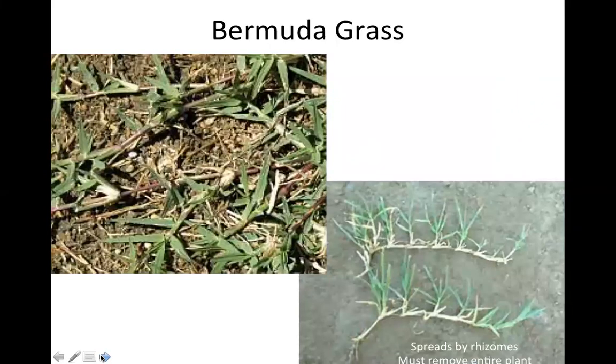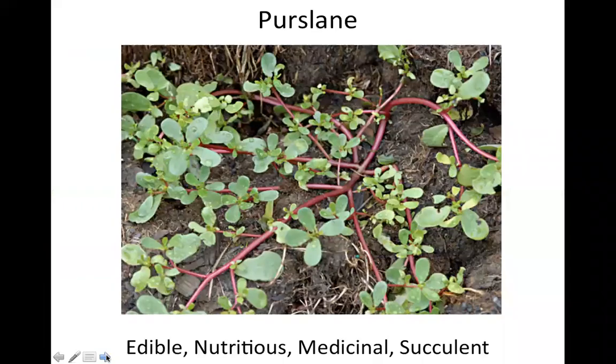Bermuda grass is a tough one. This is very similar to nut sedge, where you need to pull all the roots out, and it spreads with these lateral roots called rhizomes. If you have real bad Bermuda grass, I would recommend just sheet mulching it and smothering it for several months. But usually you'll be able to pull most of this stuff yourself.